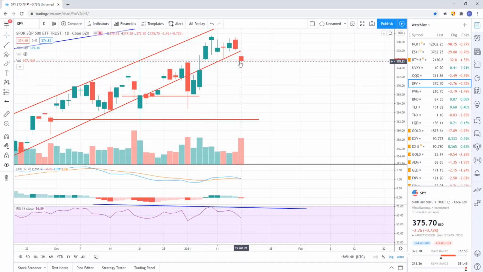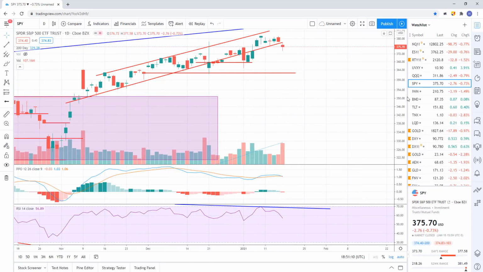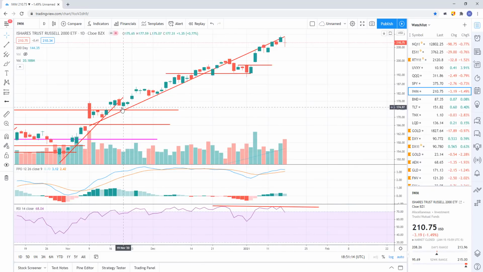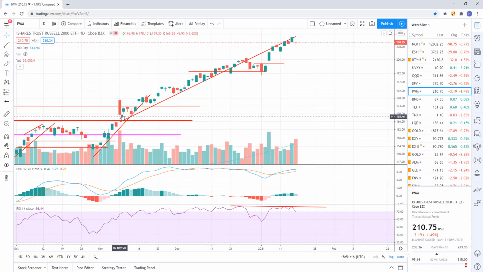Is this another bear trap? Well, time will only tell, but it is a breakdown as of right now. Look for further downward price action to confirm. Small caps, IWM. So again, on this one, here was your breakdown of this trend line going back to November.